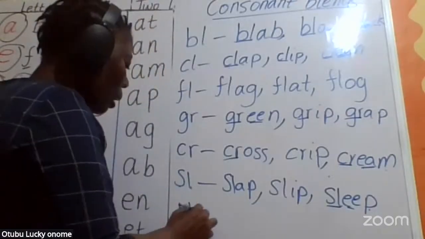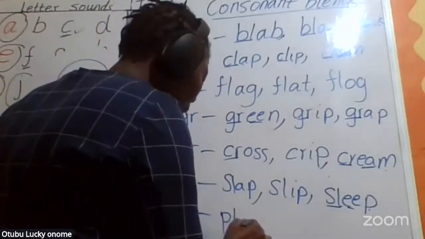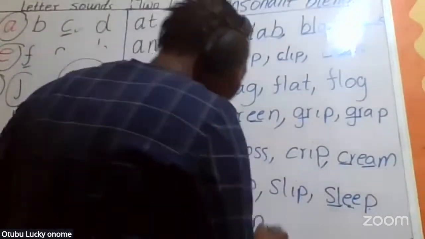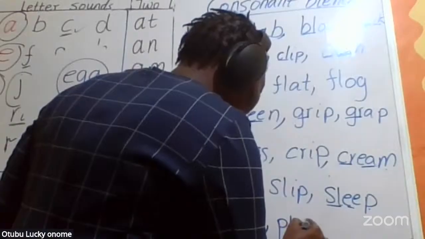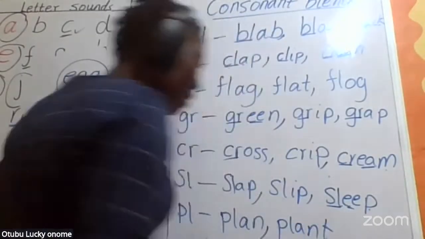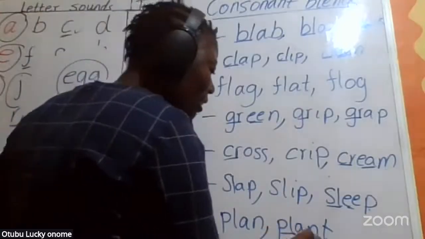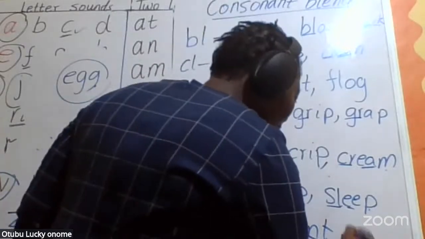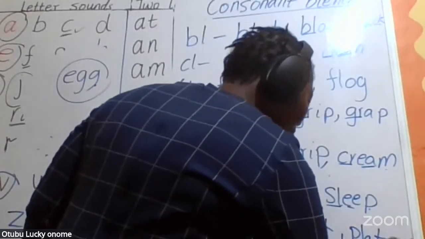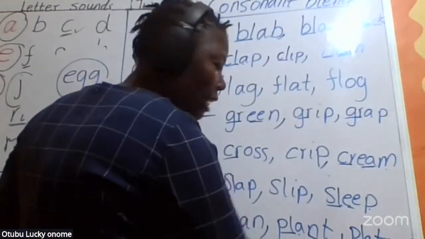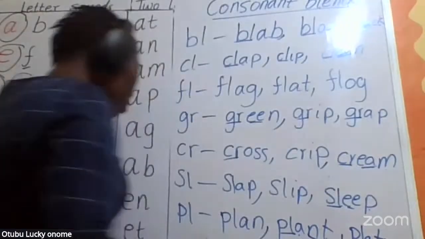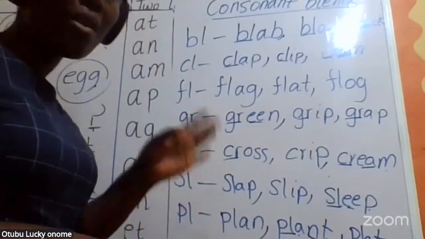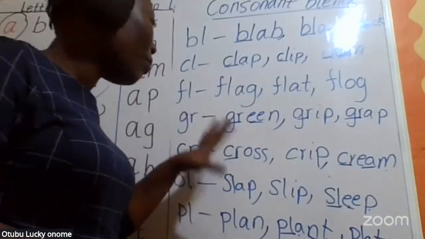We have words like plan, plant, and plate. The E here is silent. Now, these are a few of the initial consonant blends. We also have final consonant blends, but these are some of the initial ones.